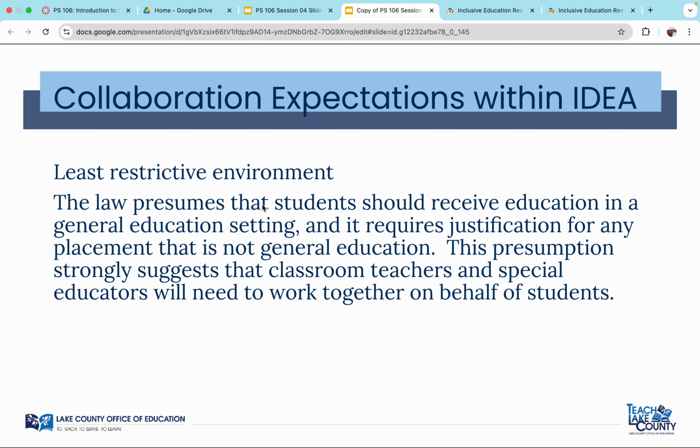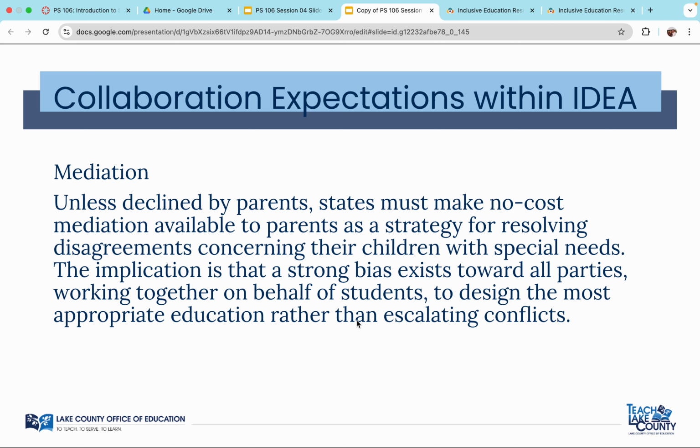Money is involved in this. Politics is involved in this. The top place for a student to ever get services is in the general education environment. And if there's ever going to be a removal from the general education environment, there needs to be strong justification to do so. And I would throw out that here, documentation to do so as well.